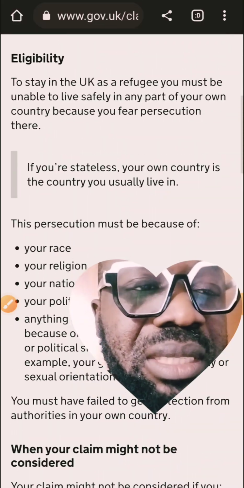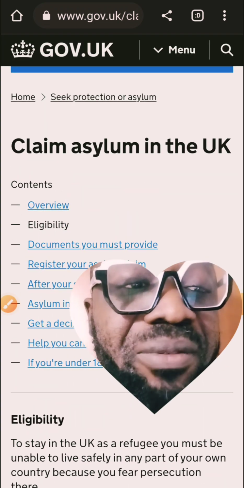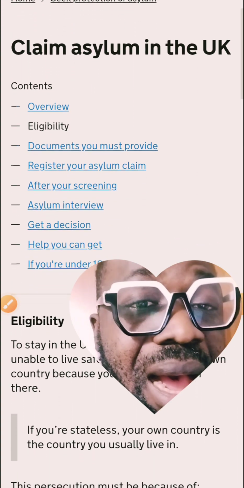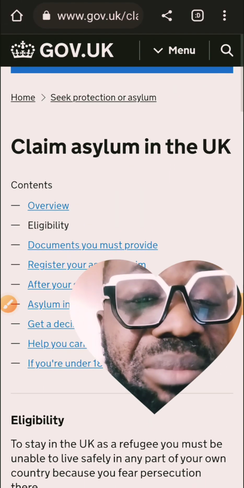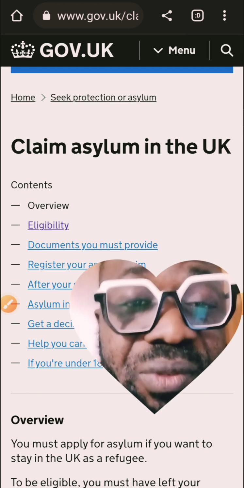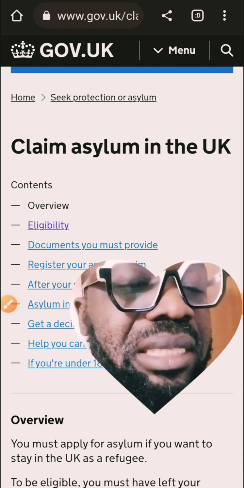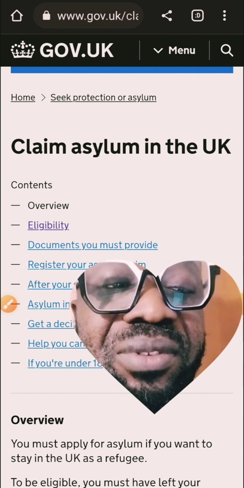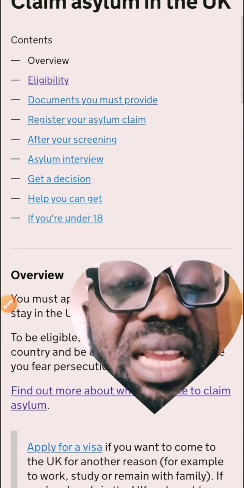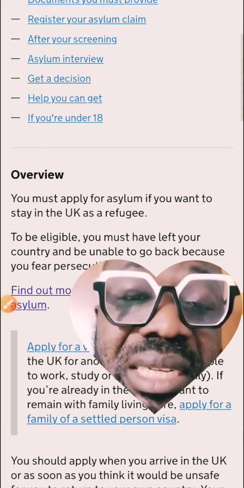And now let's quickly see the overview, because that's the first thing we're supposed to actually talk about. You must apply for asylum if you want to stay in the UK as a refugee, because you are previously an illegal immigrant. As a refugee, it means you were not safe where you're coming from due to some reason: political, religion, gender. We've mentioned that earlier. So, to be eligible, you must have left your country and be unable to go back because of fear of persecution. That is the main reason for seeking asylum.